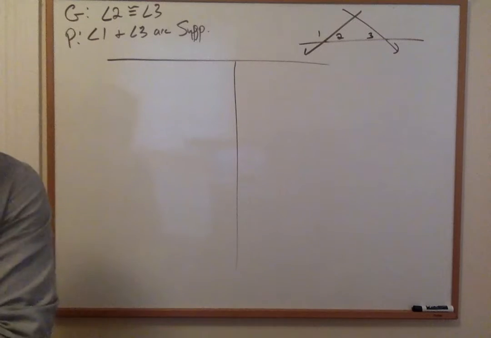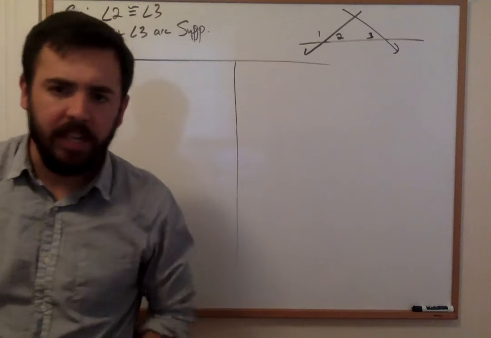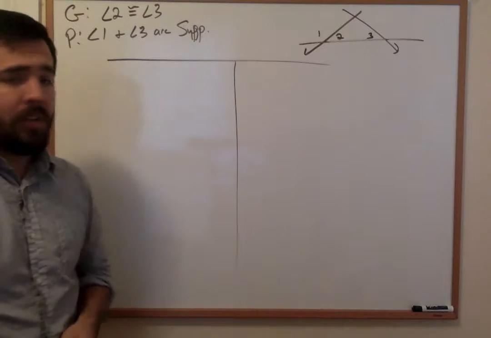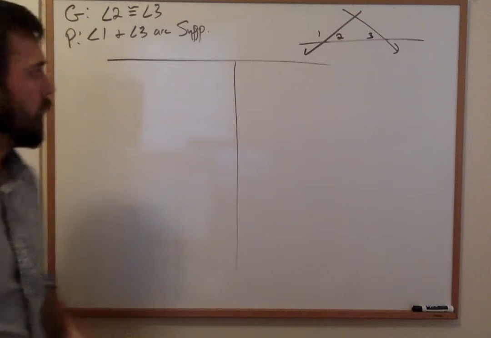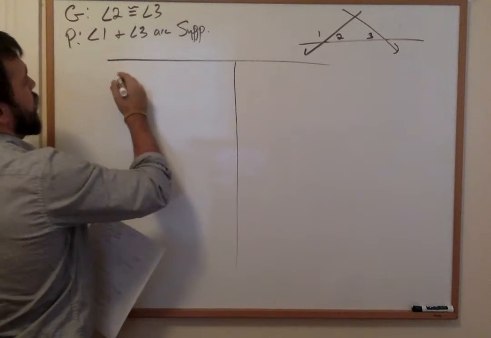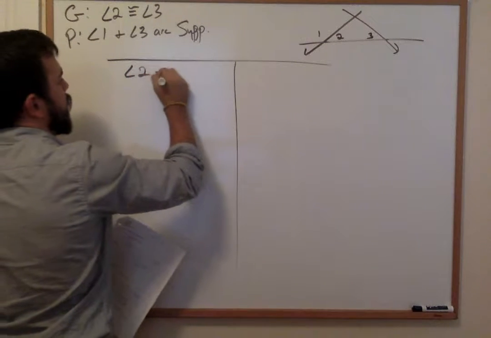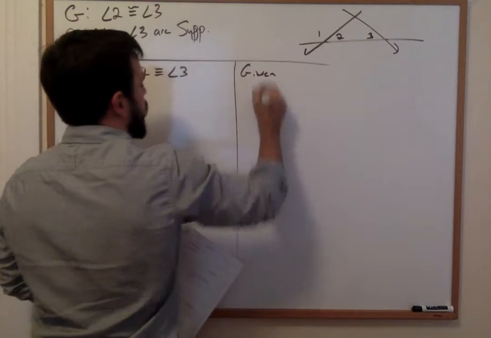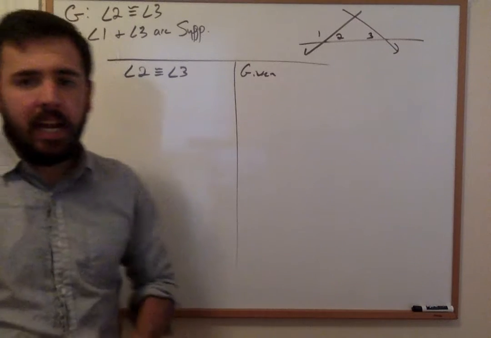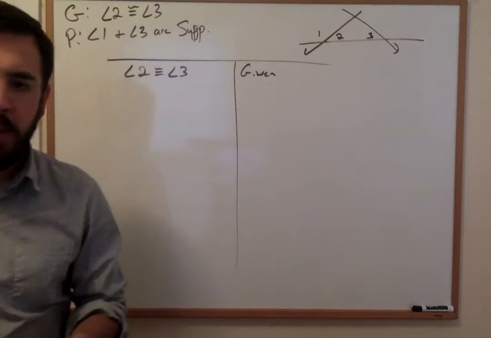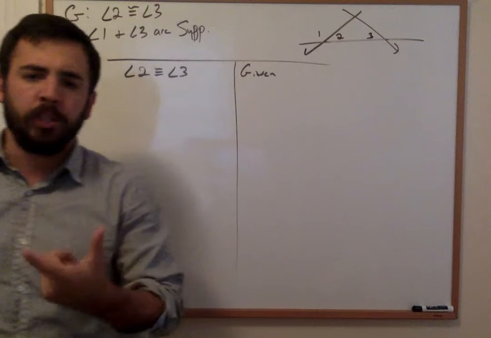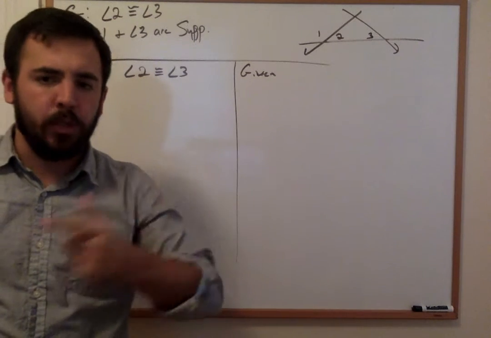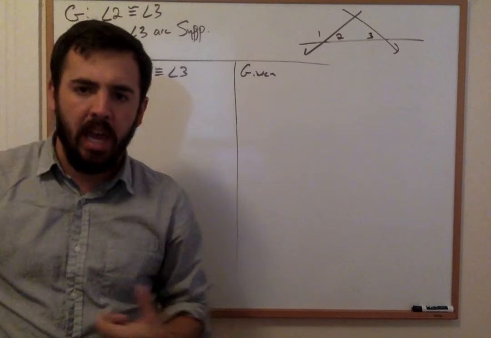Now, again, I'm going to keep referring back to how you should be thinking. One way is obviously, let's write down our given. Okay, let's get some foundation. We are given that angle 2 is congruent to angle 3. That's given. All right, now let's look at our diagram. Let's inspect what we need to prove. What's the conclusion we need to reach?